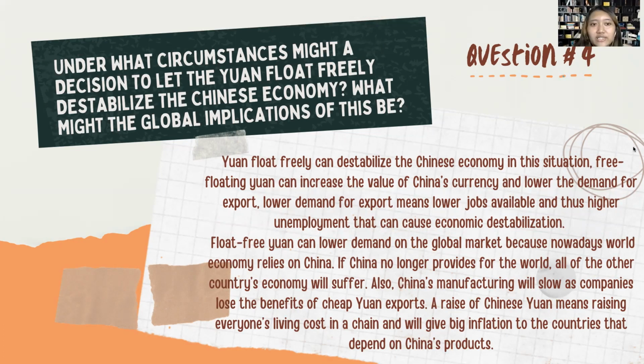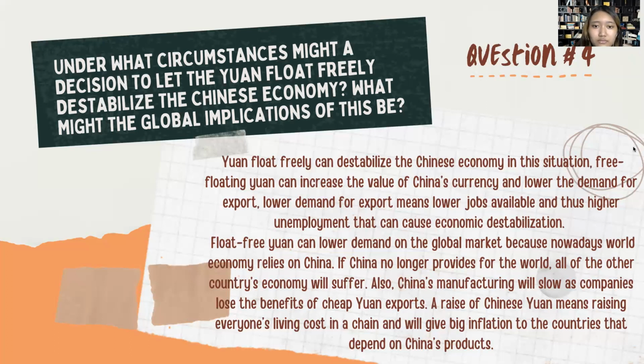So the fourth question is, under what circumstances might a decision to let the yuan float freely destabilize the Chinese economy? What might the global implication of this be? A freely floating yuan can destabilize the Chinese economy in this situation: it can increase the value of China's currency and lower the demand for export. Lower demand for export means fewer jobs available and thus higher unemployment, which can cause economic destabilization.